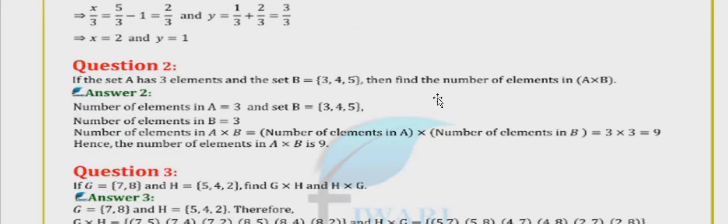Simple. Second question. If a set A has 3 elements, it means there is a set whose number of elements is 3, and the elements of B are 3, 4, 5. Then find the number of elements in A cross B. It means the number of A is 3, number of B is also 3. So the number in A cross B will be the number of A into the number of B, right? Now see, 3 threes are 9.